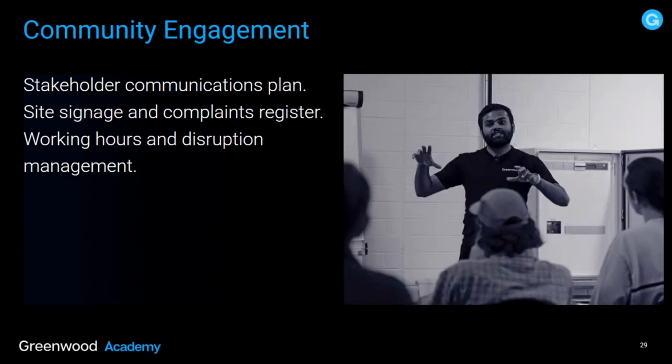Community engagement. And what we're talking about here is stakeholder communication plans. Site signage and complaints register, working hours and disruption management all have to be taken into consideration. A proactive communication plan reduces friction, and one of the best ways to reduce friction is to make sure there's a single point of contact for any complaints from the stakeholders.